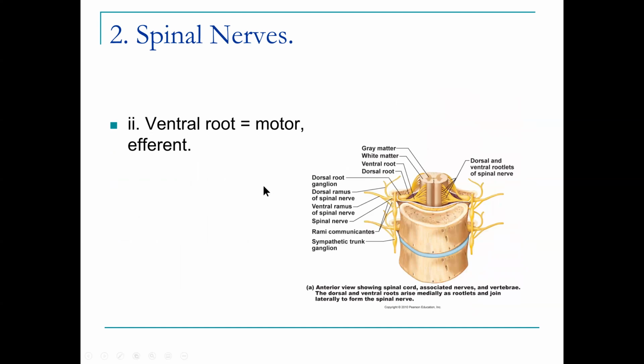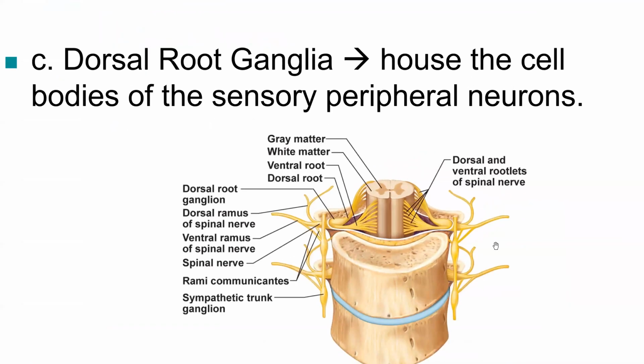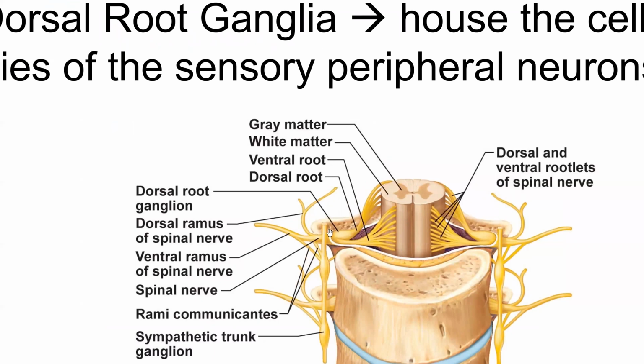Ventral root, motor efferent fibers. Remember, when we say motor, that includes both voluntary muscle and the autonomic nervous system. Dorsal root ganglia, okay. I have emphasized that to you about 1,000,000 times, dorsal root ganglion. That is where the cell body is for the sensory neuron, the first order neuron. Whatever level it comes in, that's where the cell body is.